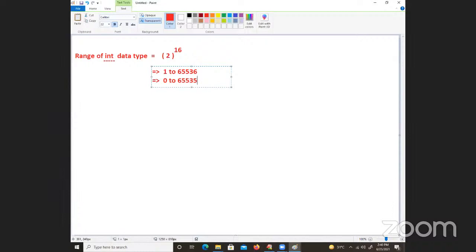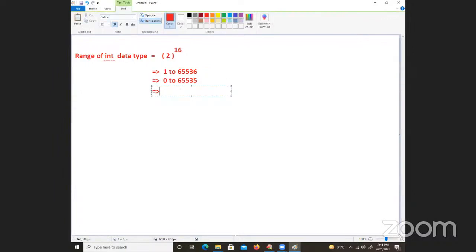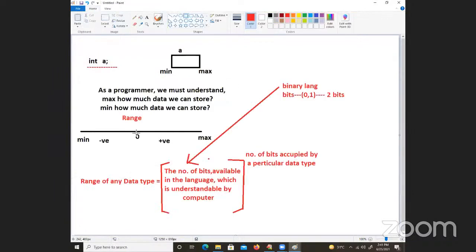65,535 is the value. Good. Next point I am going to talk about: the range. Range means what? See that range. So this is our scaling, and this is called one positive scaling, and this is called a negative scaling. Positive part and then negative scaling will be there.